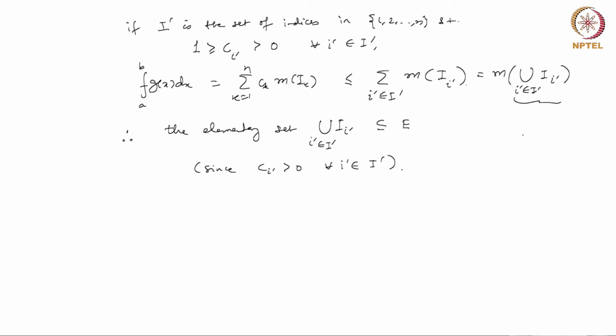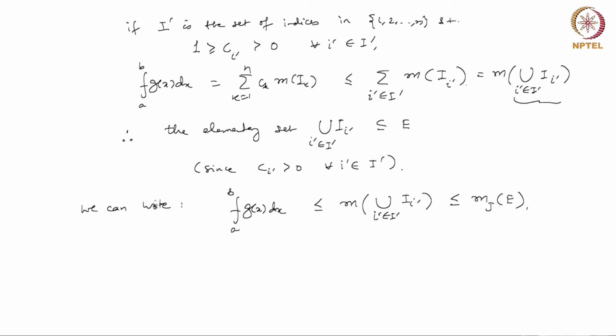So this is our required elementary set that we needed, which sits inside E, and so we can write that the piecewise constant Riemann-Darboux integral for g is less than or equal to the measure of the elementary set, which is the union of the I_i' over i' in I', and this is less than or equal to the inner measure by the definition of the inner Jordan measure. So for any g which is piecewise constant on [a, b], we have this inequality which bounds the Riemann-Darboux integral of the piecewise constant function g by the inner Jordan measure of E.